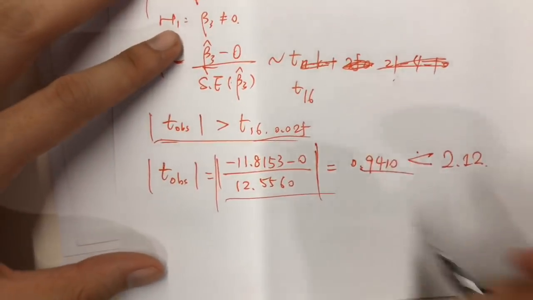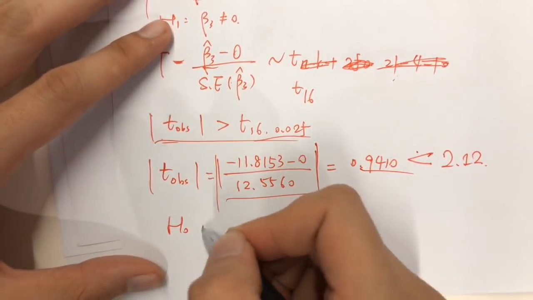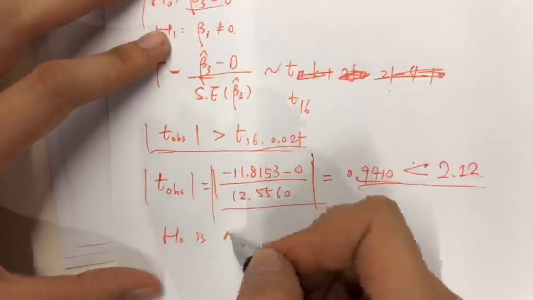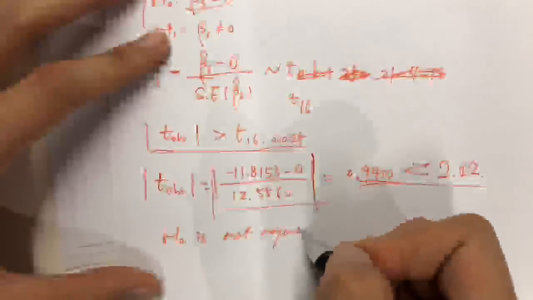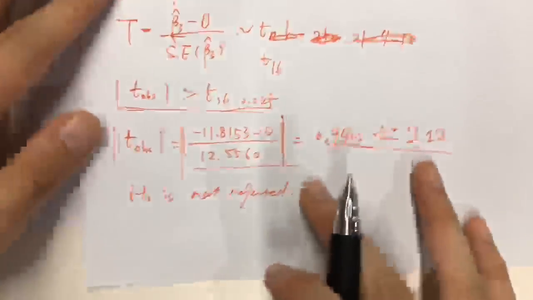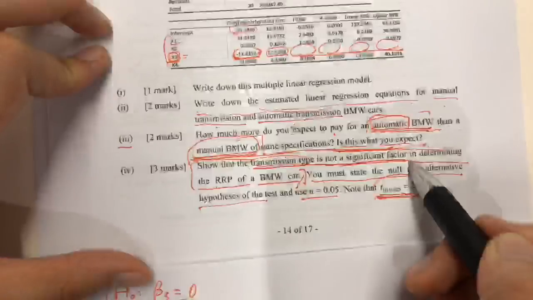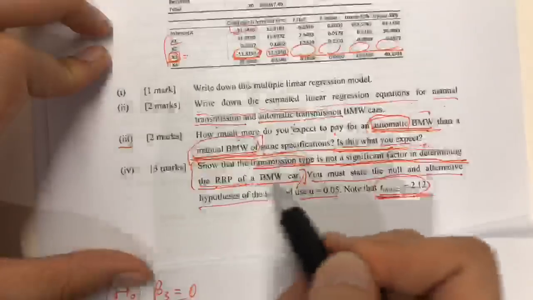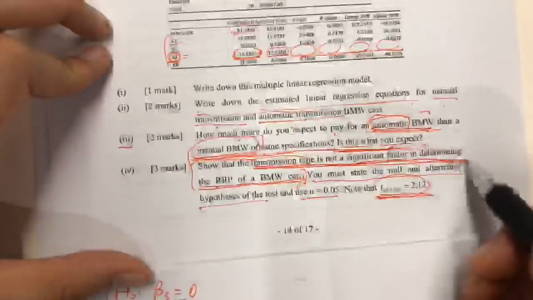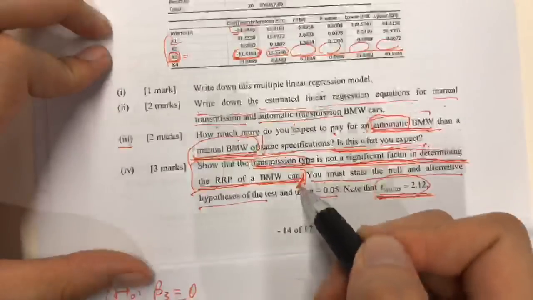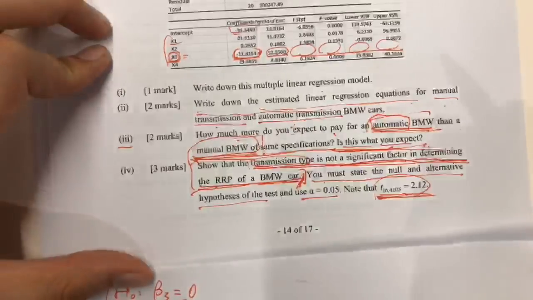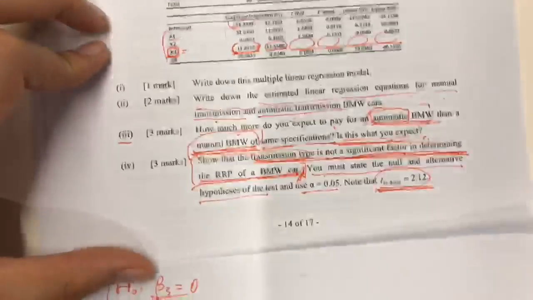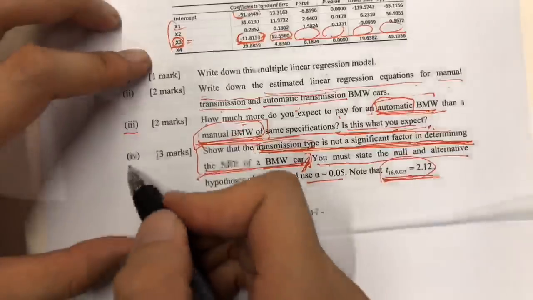Therefore, is H0 rejected or not? It is not rejected, and we have enough confidence to say that the transmission type is not a significant factor in determining the RP of a BMW car. So you just write down whatever you are asked in the question, and that's enough. All right, so that's all about question 4.